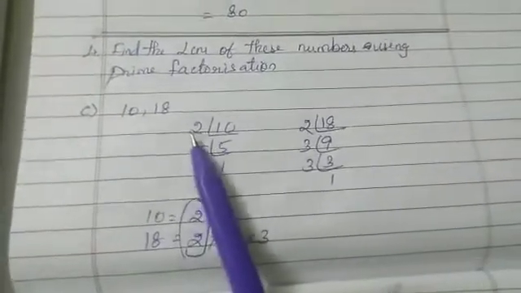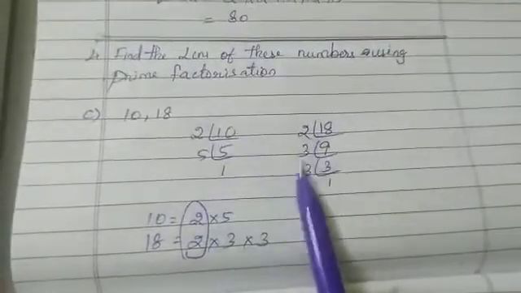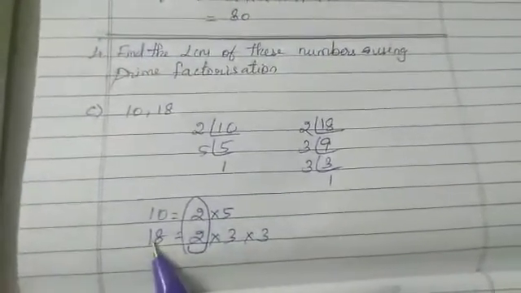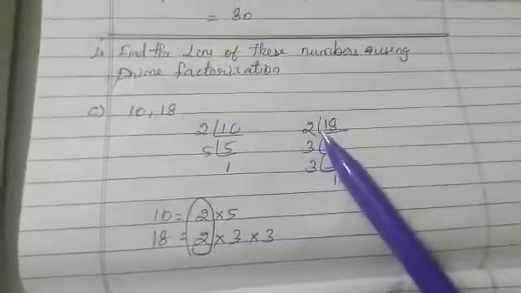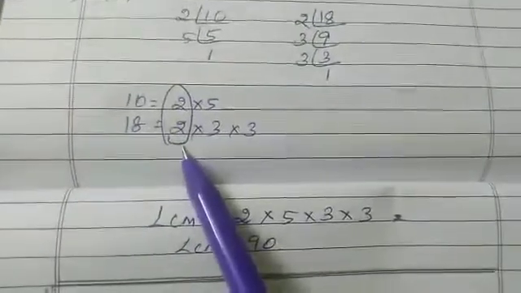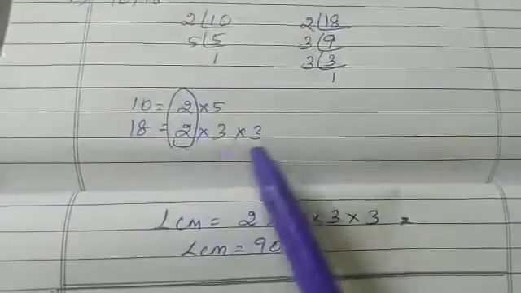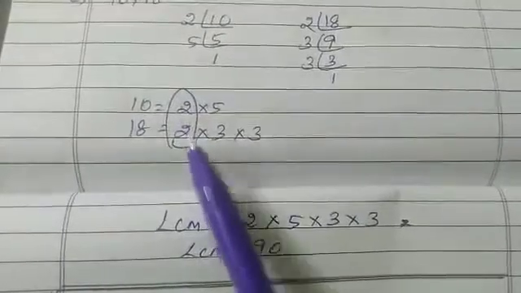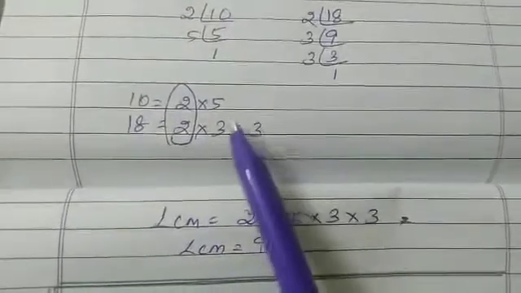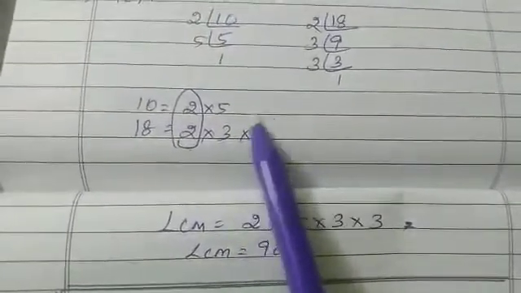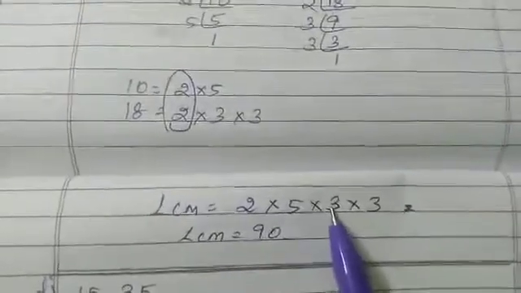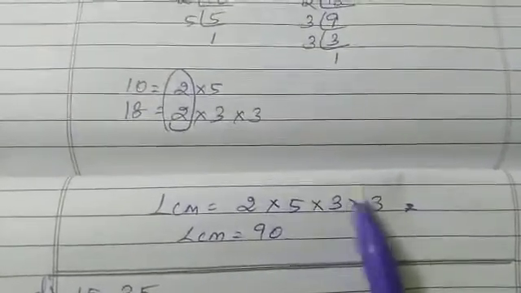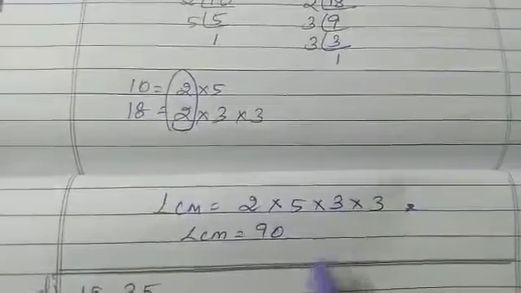Then write the prime factorization. For 10, 2 multiplied by 5. So write the corner numbers. For 18, 2 multiplied by 3 multiplied by 3. You just take and write. Then as usual, write the common factors and also the uncommon factors. Here 2 is the only common factor, so write it here. Then 5, 3, 3 are the uncommon factors. That also we should write. Then as usual we have to multiply. We get the LCM, that is 90.